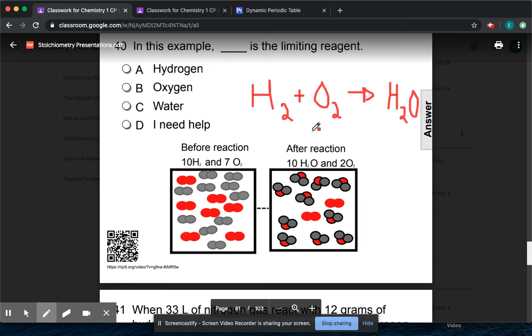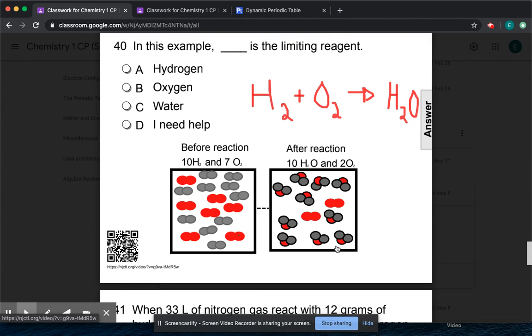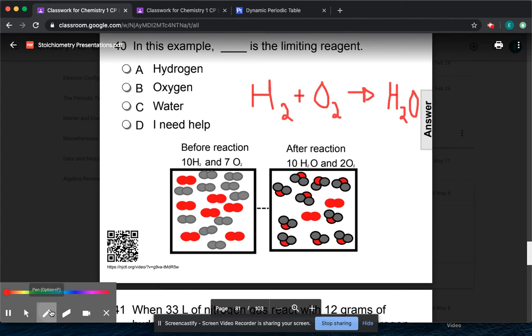Now, even without the chemical equation, you can answer this question by just looking at which one you have left over. The gray is the hydrogen and the red is the oxygen. If you look at the end, after the reaction, which one do you have left over? I see oxygens left over. And because we have oxygens left over, that means we ran out of hydrogen first. So the answer here would be A. Without doing any math, I can see that the answer is A. But let's say I wanted to solve it normally. I will do that now.